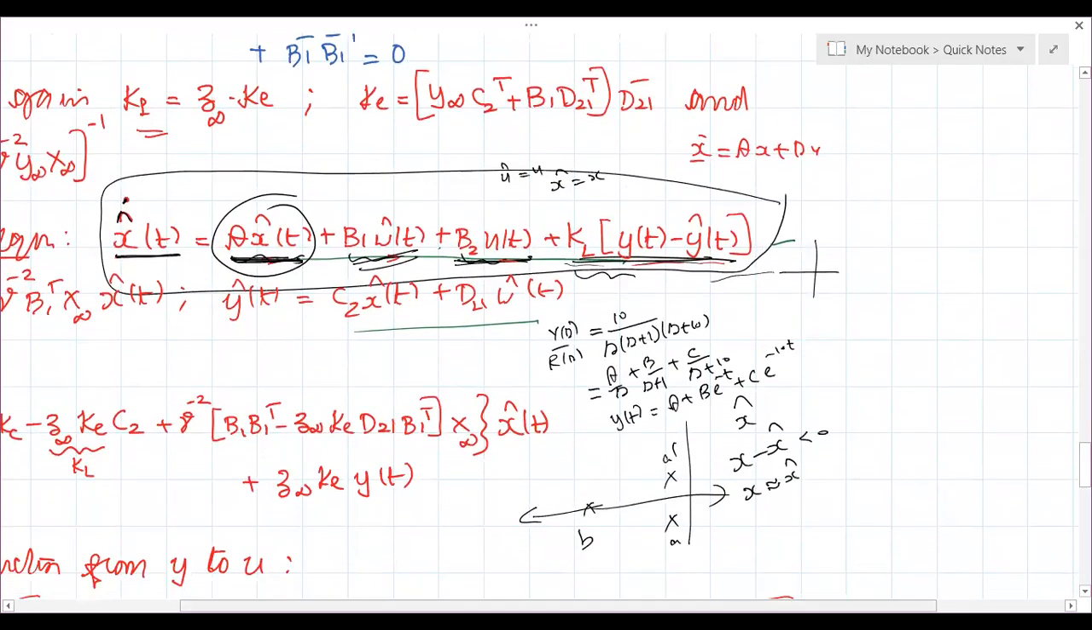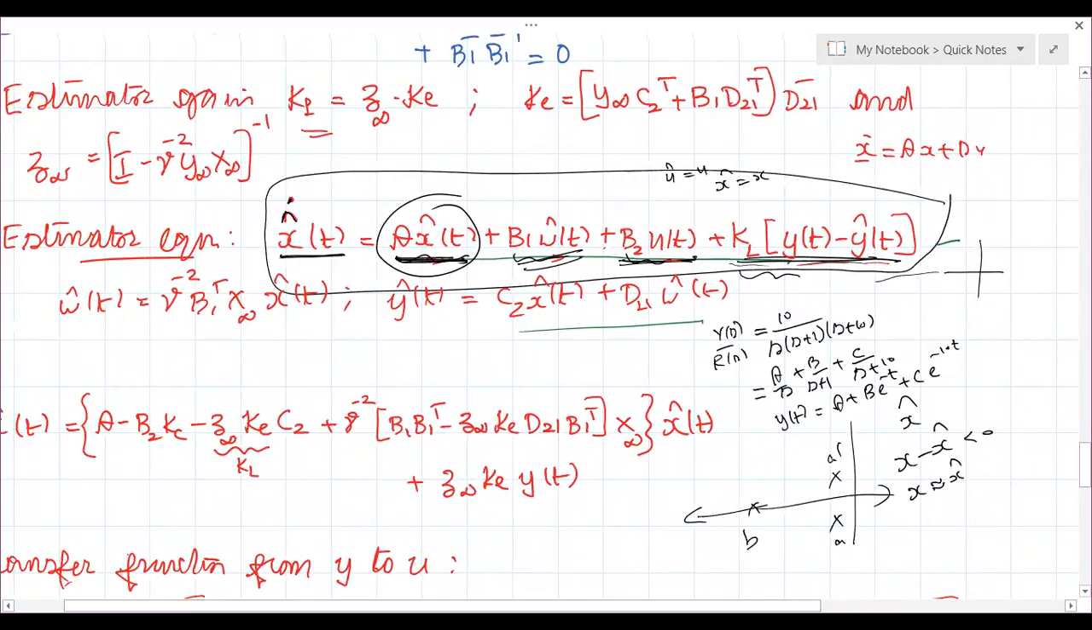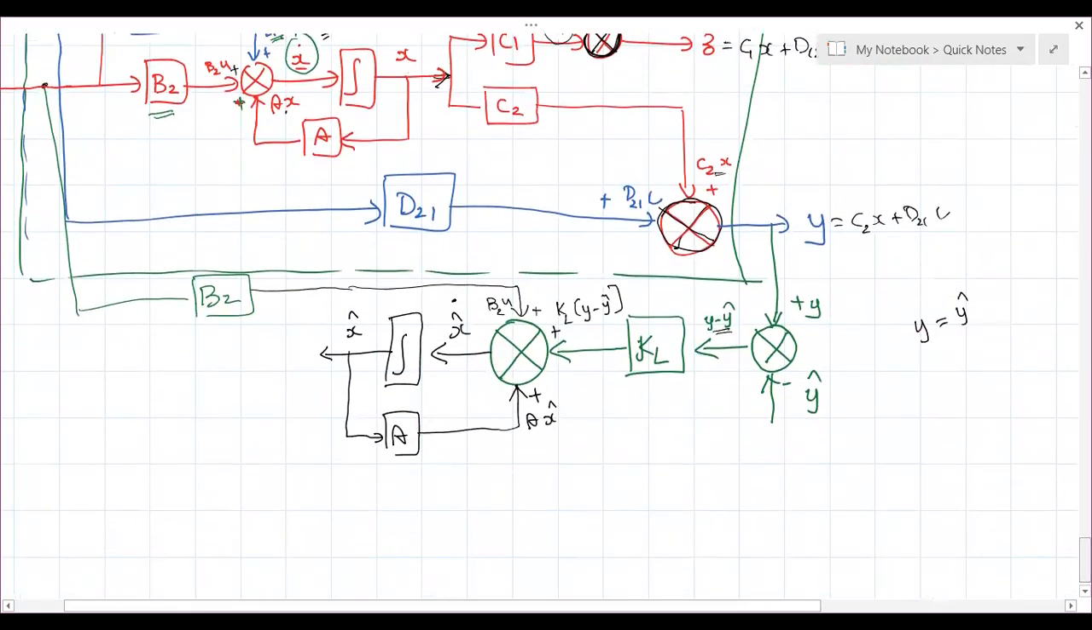So now this part we need to implement. Okay, so that will be something like this. X hat goes on to A hat.